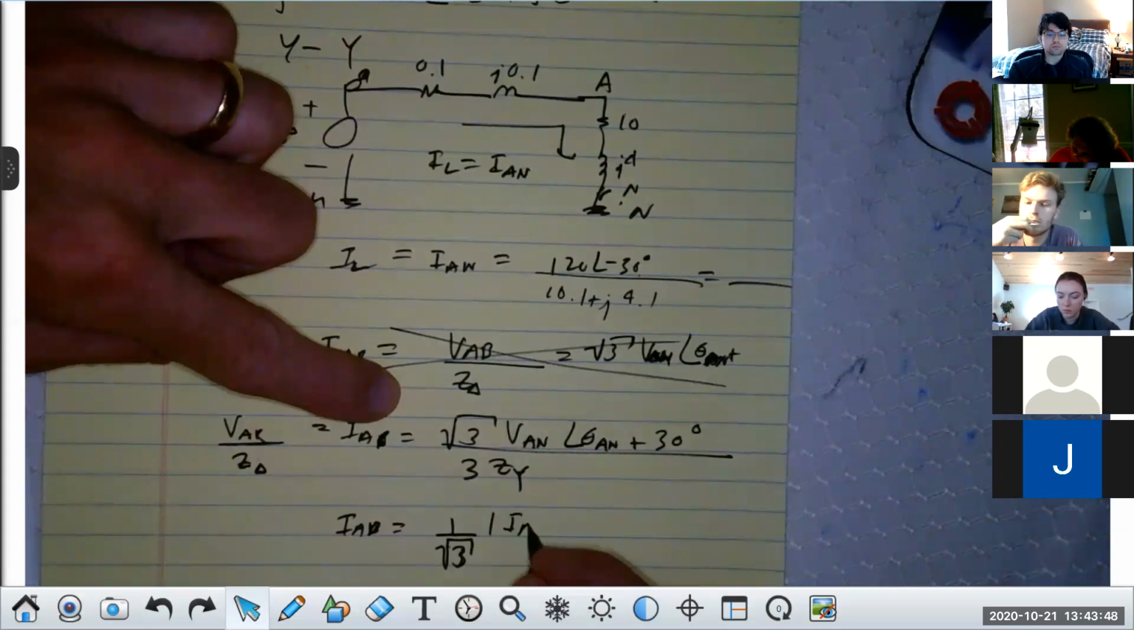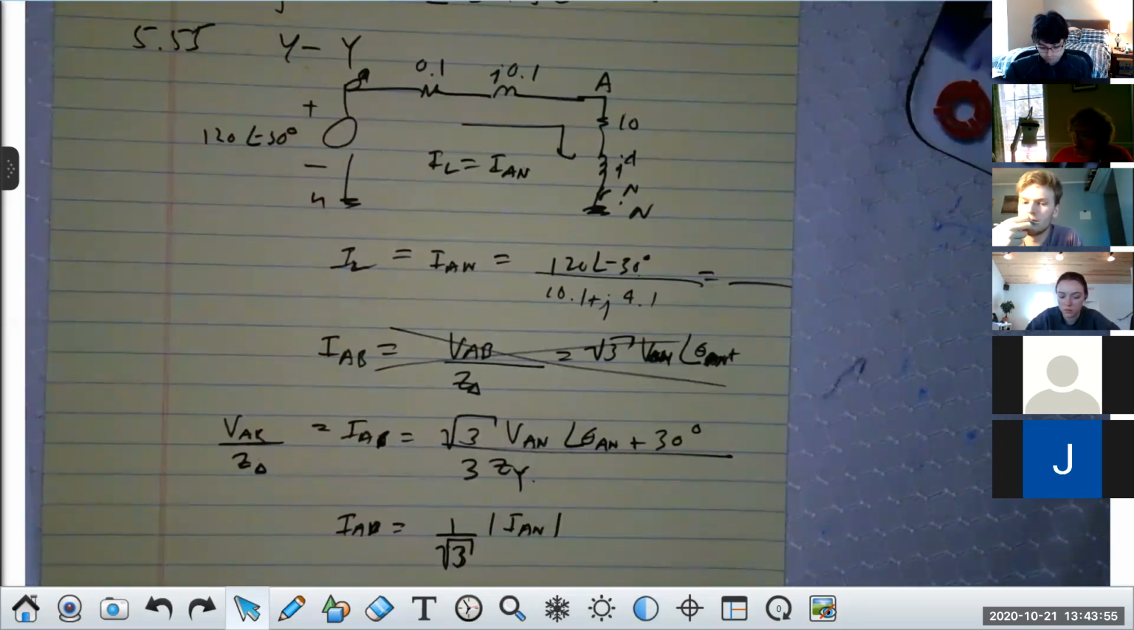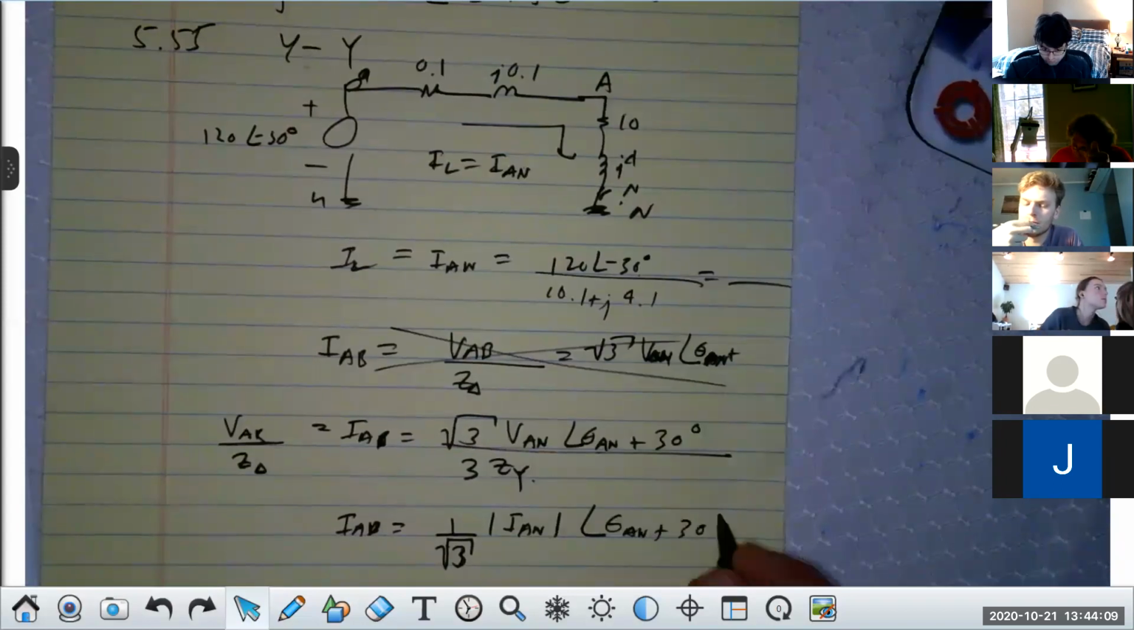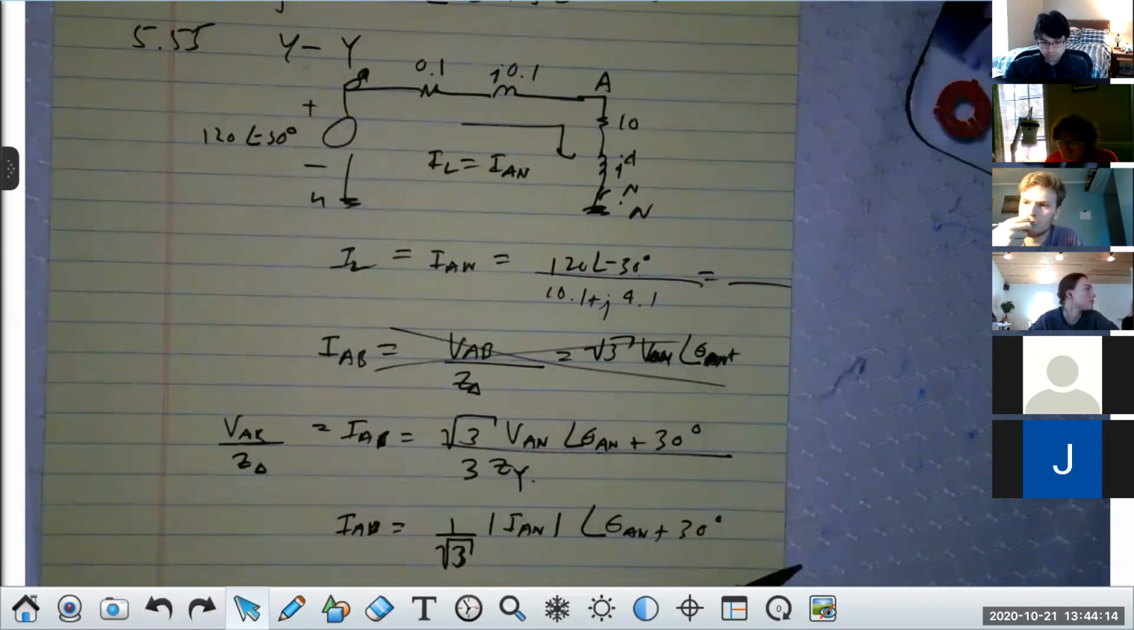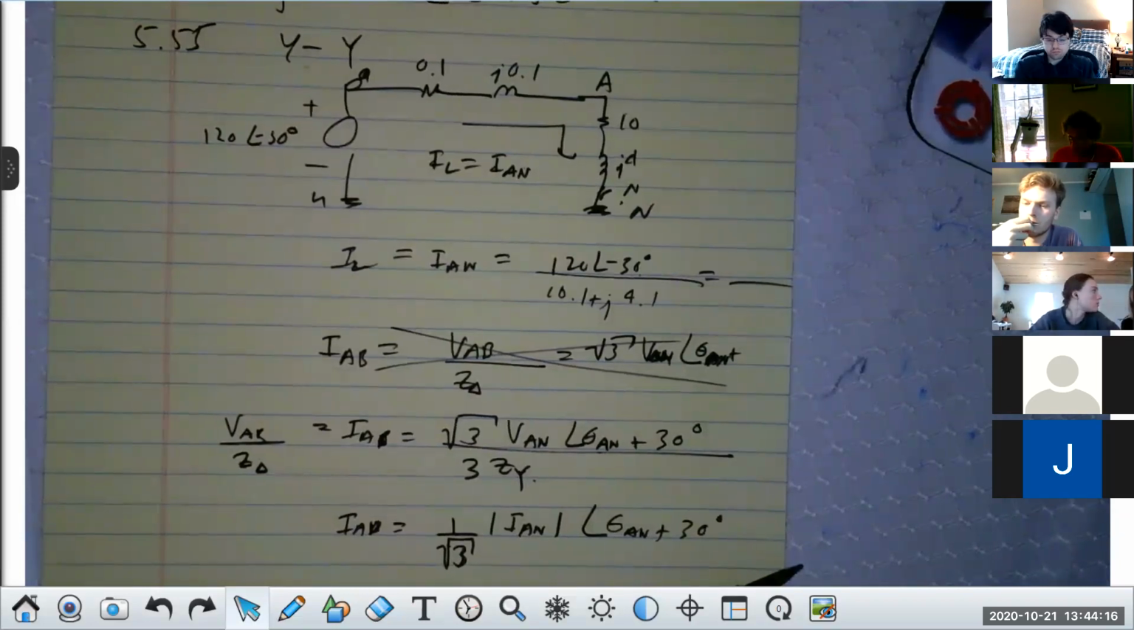Now, when I take V_AN over Z_Y in magnitude, that's the magnitude of what? I capital AN, isn't it? See how I have V_AN and Z_Y? That's the actual current in the load if it was Y, correct, class? Now the angle is actually the angle theta_AN plus 30 degrees. And what I'm really getting at is this: whenever you have a Y current and you want the delta current in a load, you simply divide the magnitude by the square root of 3 and add 30 degrees to it. Got me?